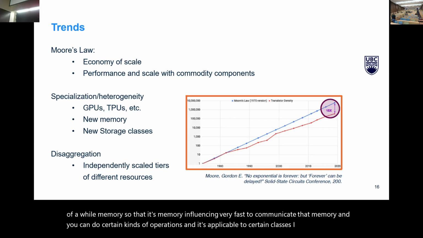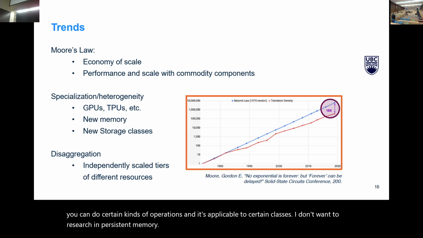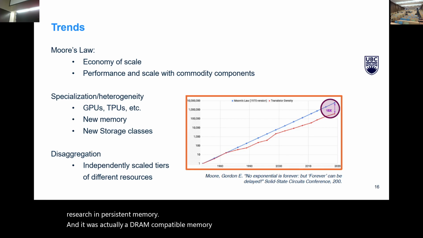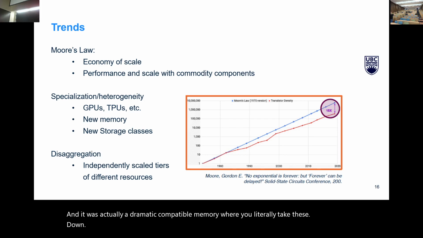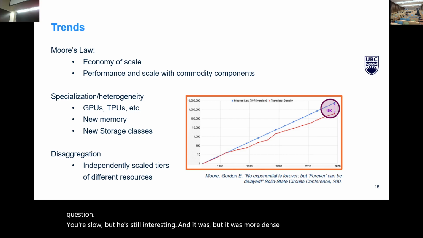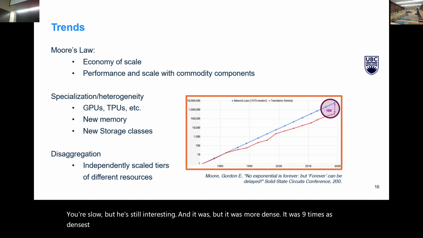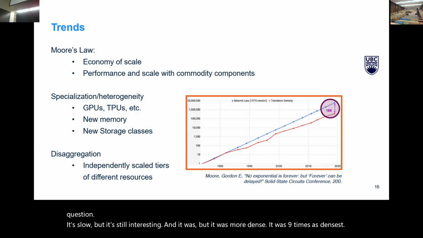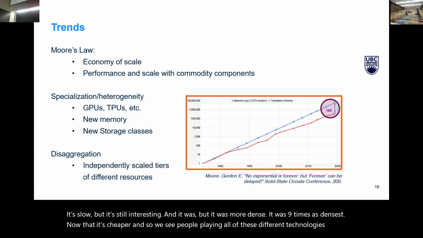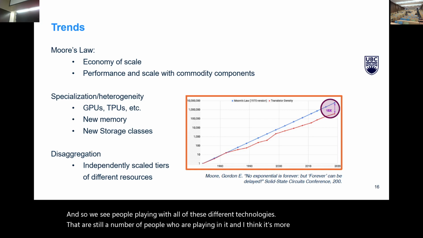I did a bunch of research in persistent memory. Intel and Micron had a product. Intel called their product Optane. And it was actually a DRAM compatible memory, where you literally could take these memory DIMMs and plug them into a computer that knew how to talk to them, and you talk to it like it was DRAM. It was slower than DRAM, but it was still interesting, and it was more dense. It was 9 times as dense as DRAM, and that meant it was cheaper. And so we see people playing with all of these different technologies. Intel's gotten out of the persistent memory game, but there are still a number of people who are playing in it, and I think it's more a matter of time before we see it happen again.